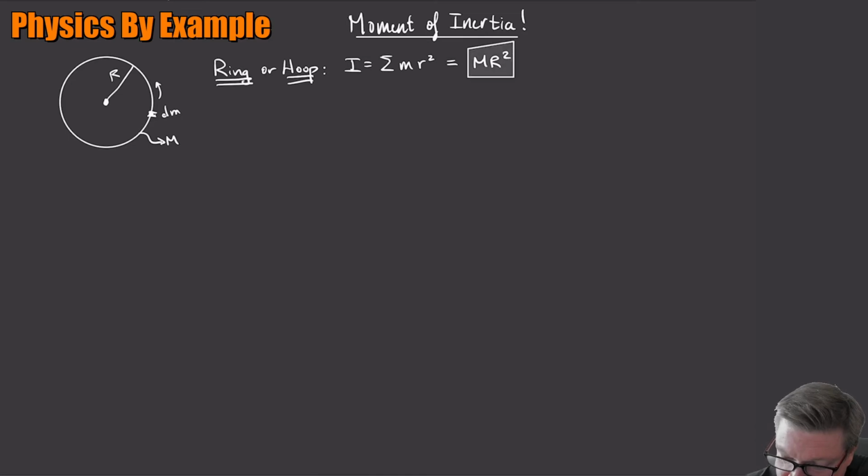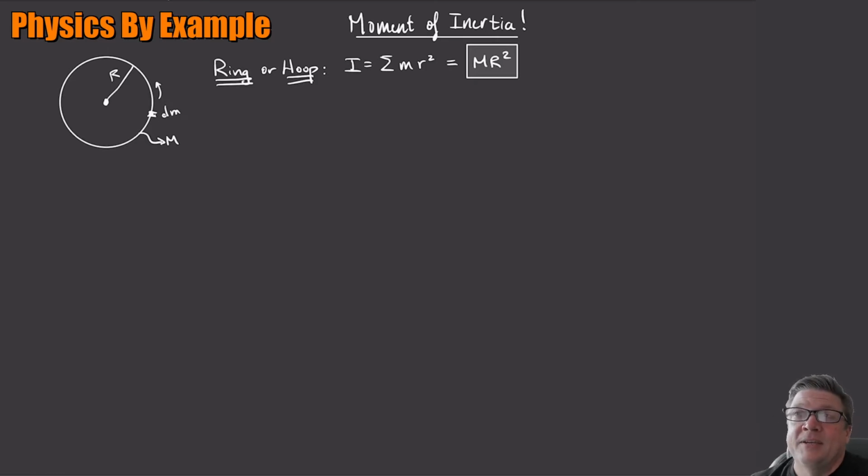All the mass is the same distance away from the center. So we're sort of done. There you go. The moment of inertia of a ring or a hoop is just mr squared. Well, that was too easy. Let's do something a little bit cooler.